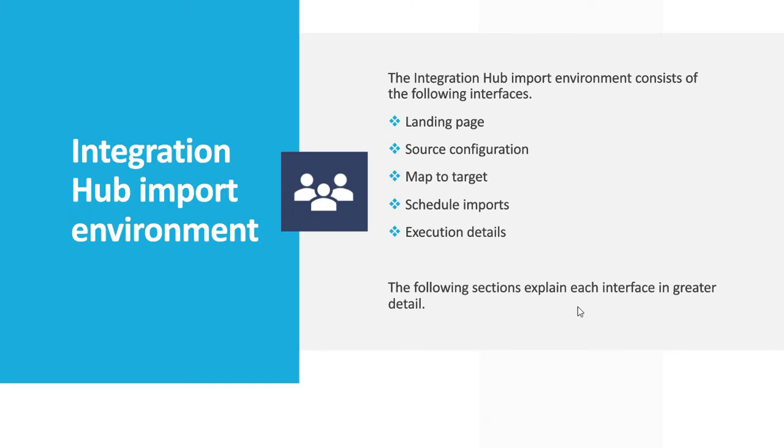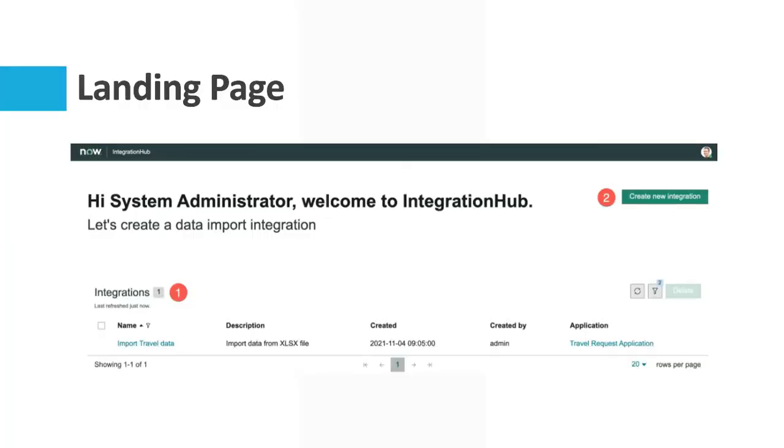So let's see further. So landing page. The landing page generally consists of a list of integrations, or we can create a new integration using the create new integration button. Okay, so this is the first interface as soon as we click on Integration Hub import.